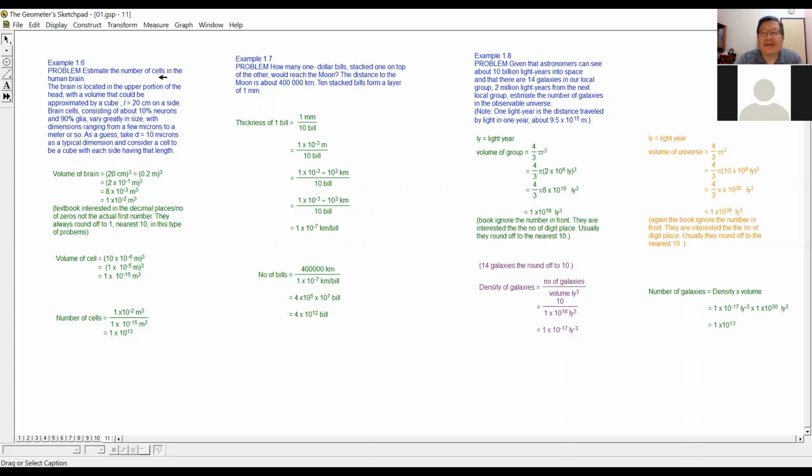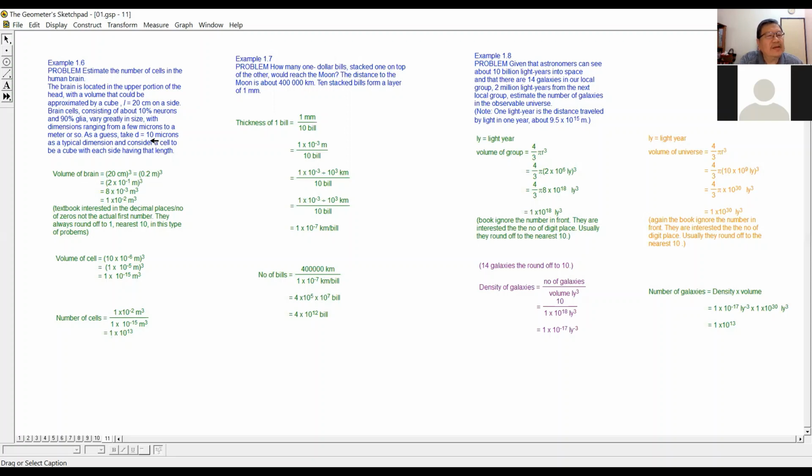Estimate the number of cells in the human brain. The brain is located in the upper portion of the head, and the volume could be approximated by a cube 20 centimeters on a side. The cell dimensions range from a few microns to a meter or so.